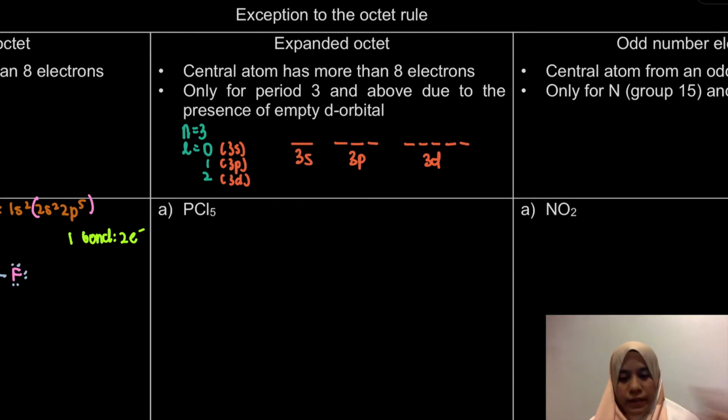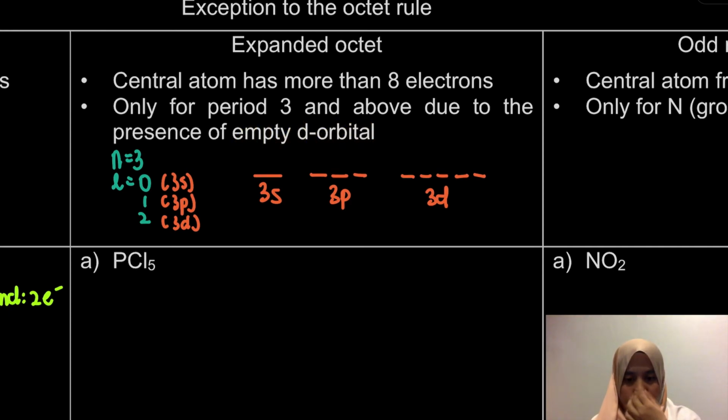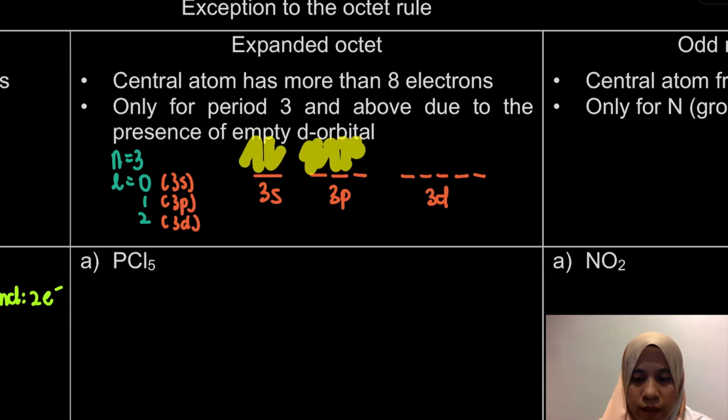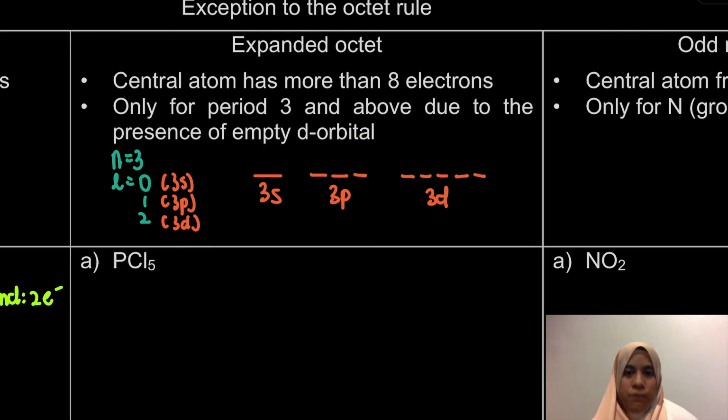So, what happened here? Selama ni kenapa octet tu? It means that for S dengan P orbital ni memang dah fill up. It's already filled up. So, that is the 8 electron. But for the case when n equal to 3 and above, n equal to 4, n equal to 5, we have our d orbital. So, dia boleh lah ada extra dekat sini. So, contohnya dekat sini dia boleh ada sampai 10 electron, 11, 12, 13, 14, 15. Boleh banyak lah maksudnya. Okay.